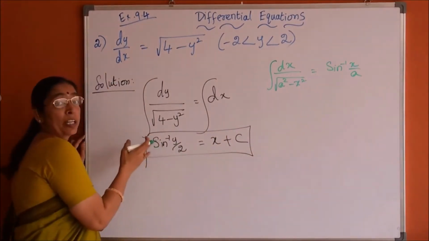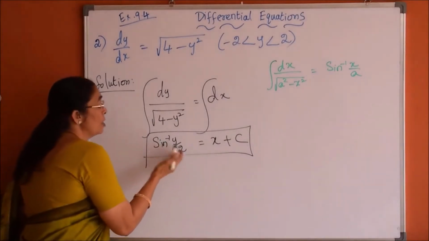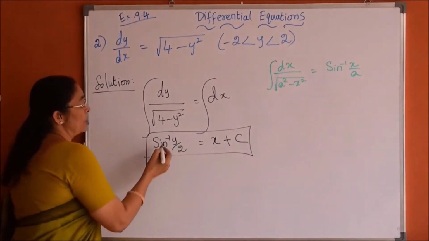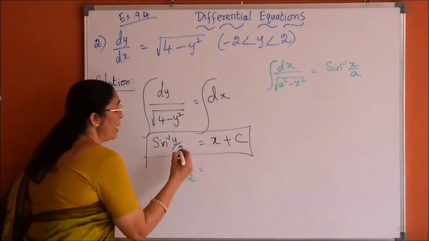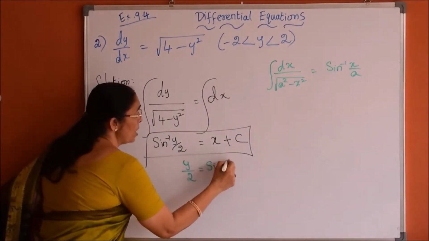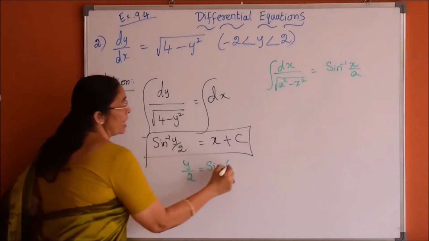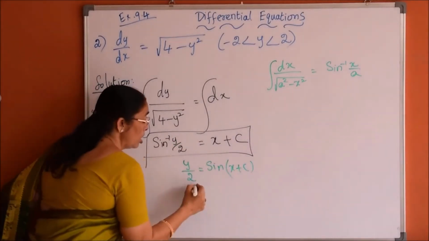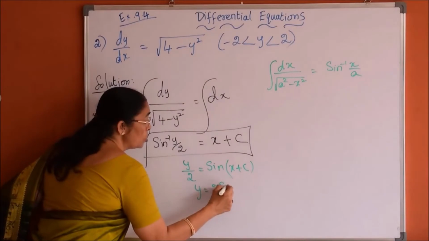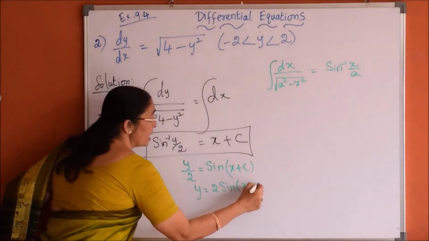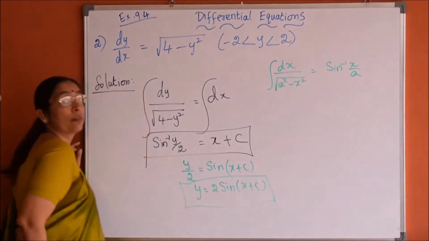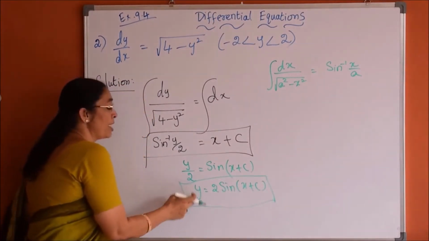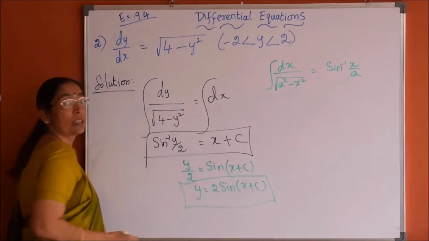If you do not want to give it in inverse trigonometric function form, we can give it in trigonometric function form also. First, we can write what y by 2 is from this. So y by 2 is sin of x plus c, or y is equal to 2 sin of x plus c. The solution can always be given in the form of y is equal to. Therefore, we got here y is equal to 2 sin of x plus c.